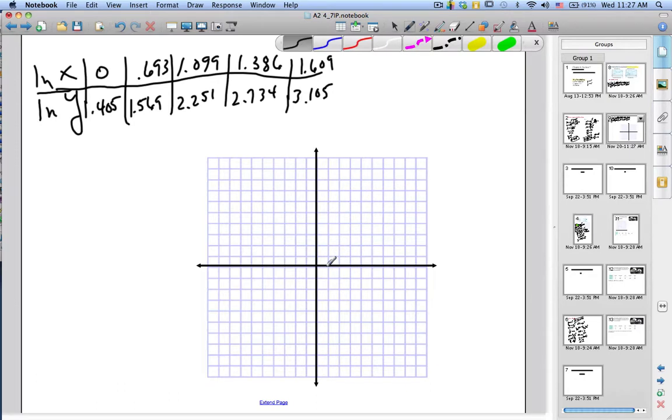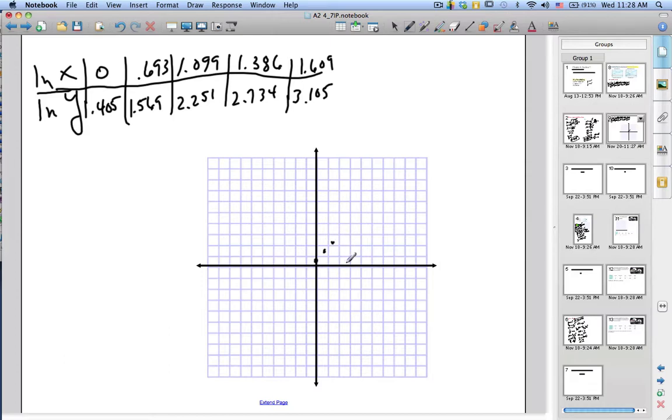Okay, so at 0, I'd be at 0.405, right about there. At 1, at 0.693, that's a little bit in here, right? A little more than half. I'm at a little more than 1.5, so right about there. Then at 1.099, so a little tiny bit more than 1, I'm at 2.25, so 2 1/4, 1, 2 1/4. And you can see it looks like it's shaping up to be linear.